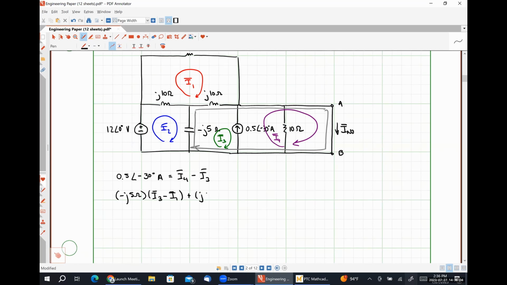Then I see my J10 ohm inductor. This has a current of, the J5 or the negative J5 should be I3 minus I2. I got ahead of myself. My apologies. Okay, yeah, I was wondering. Nope, that's my fault. I'm surprised I managed to catch it. The J10 is going to be I3 minus I1. And then I just have short circuits. So I set this equal to 0, right? There's no voltage drop across this part of the short. There's no voltage drop across this part of the short, and I'm back down to the bottom terminal, okay?